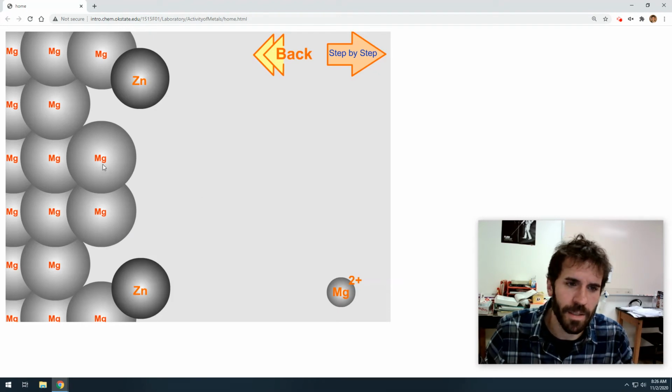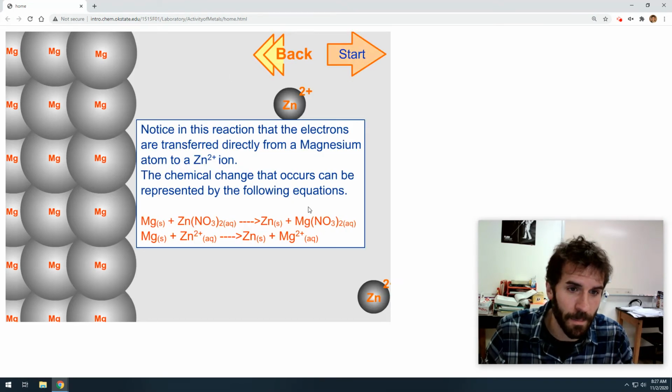And what you noticed is that magnesium actually gave 2 electrons to the zinc, and then some of those magnesium atoms converted into ions and went into solution. That happened kind of quickly, but we can go back and see step by step. So notice in this reaction that the electrons are transferred directly from a magnesium atom to a zinc 2+ ion. The chemical change that occurs can be represented by the following equations.